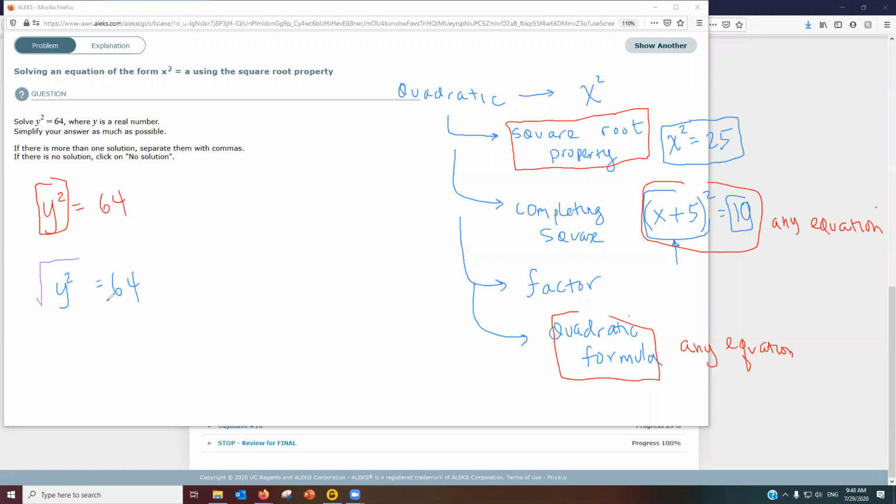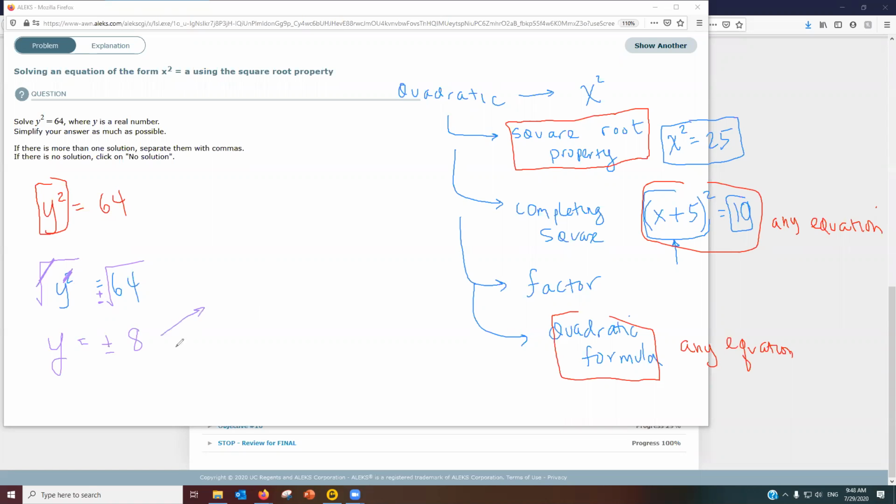The reason I do that is on the left side, square root and squaring are inverses. They're opposites of each other, so they cancel out. If I take the square root of y squared, it gets me just back to y. The only other thing I have to be careful about is when I take the square root of the right-hand side, I've got to put a plus or minus in front to be sure I end up with two possible solutions. The square root of 64 is 8, so I end up with y equals plus or minus 8.